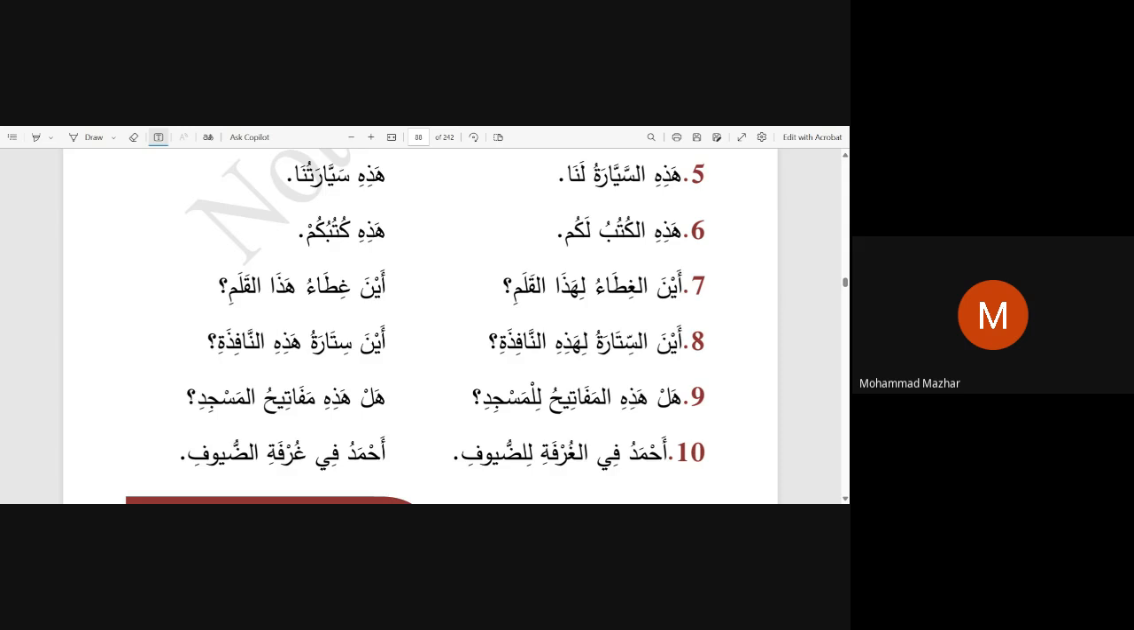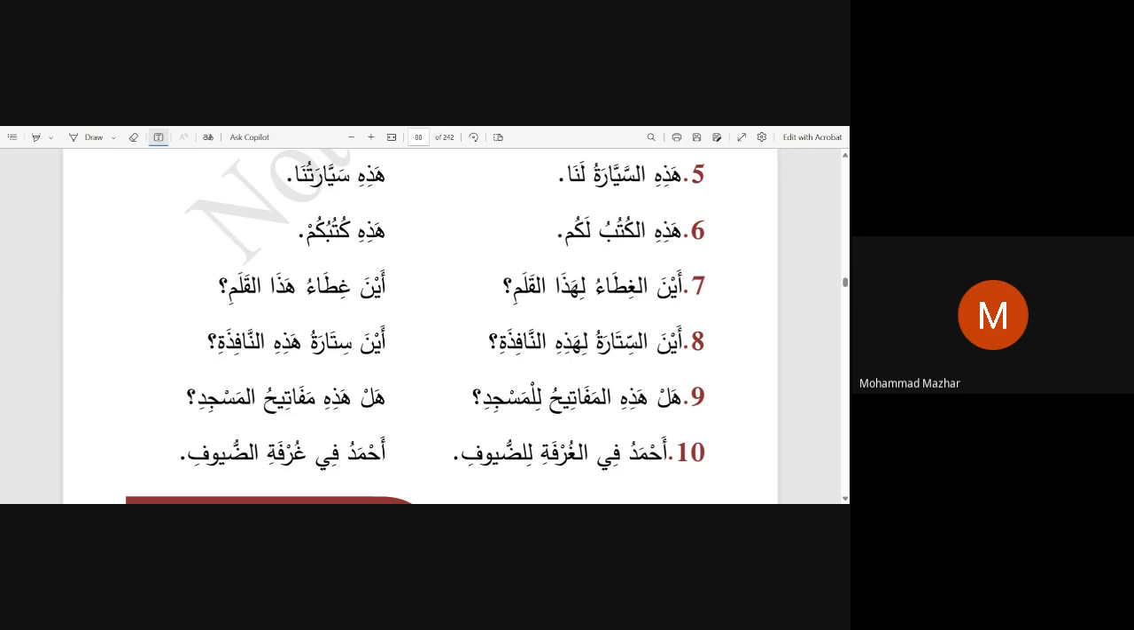So let's look at the other side. أين غطاء هذا القلم? I mean, where is the cover of this? We don't need the word al-qalam. We don't read al-qalam. أين غطاء هذا? Where's the cover of this? Where's the cover for this pen? But if I was holding it up in my hand, I would say, where's the cover for this? I don't have to say the word pen. أين غطاء هذا? And I'm holding it up. Are you all with me?